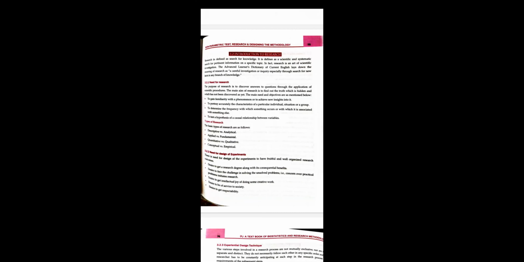Next, in this class we will be learning about what is research. Research and its definition. Research is defined as the searching for knowledge. Re means again, and search means to search. Research is defined as the search for knowledge.